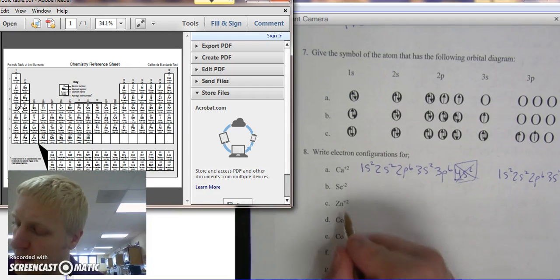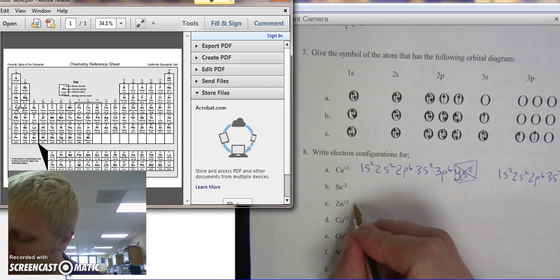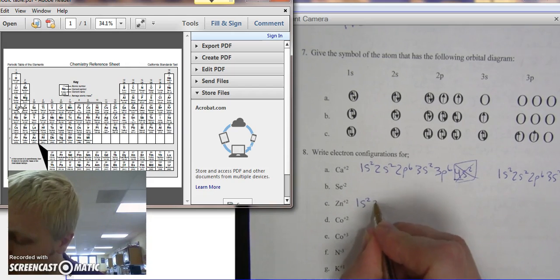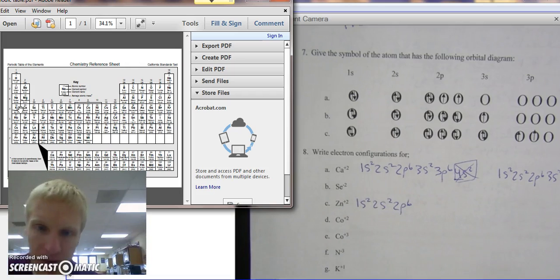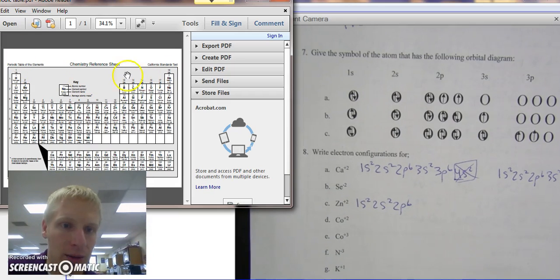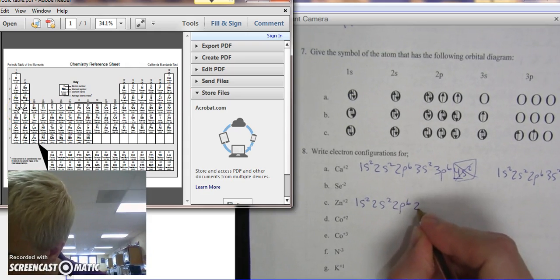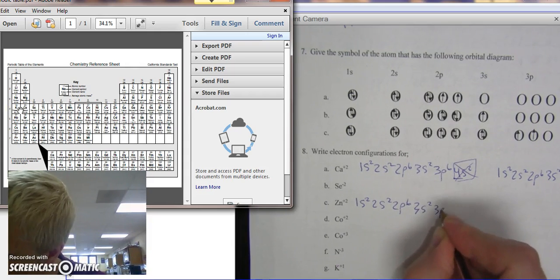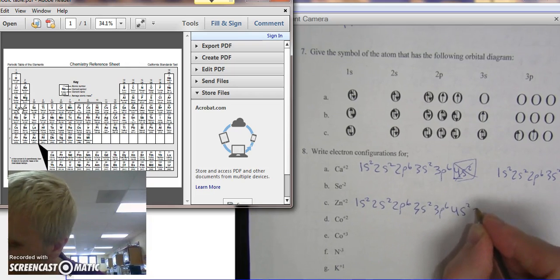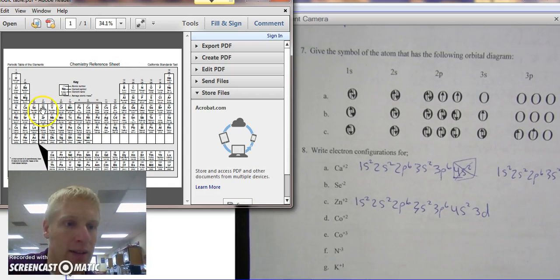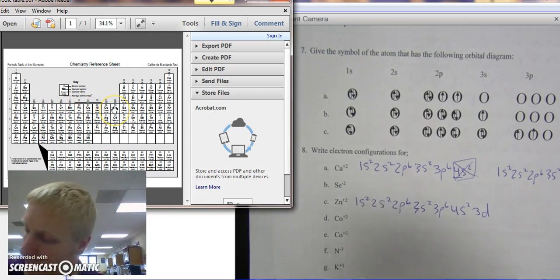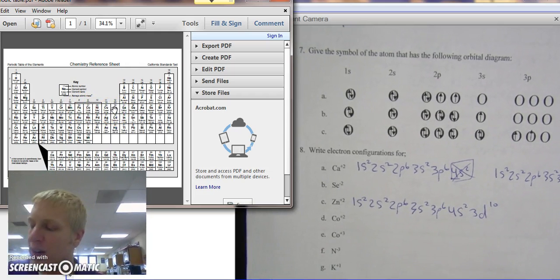Alright, let's do something a little trickier. Let's do zinc. Zinc is in the d block. 1s2, 2s2, 2p6, 3s2, 3p6, 4s2, 3d, because d's are one less than the row they're in. 1, 2, 3, 4, 5, 6, 7, 8, 9, 10. But it's a 2 plus charge.